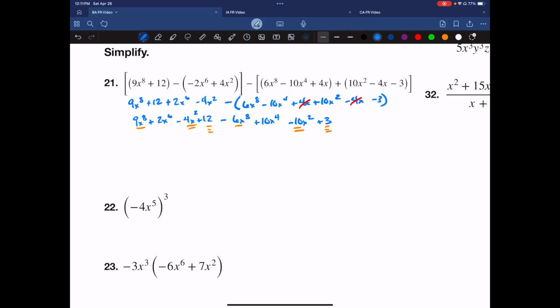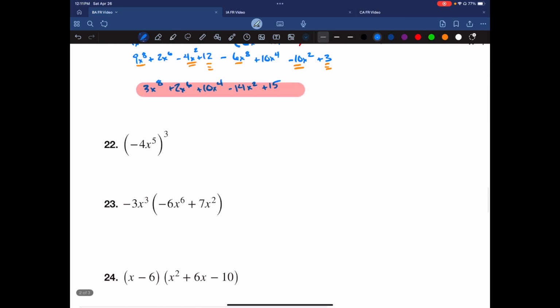Okay, so 9 and 6 is going to be 3x to the 8th. All right, you got 2x to the 6th. You got 10x to the 4th. And then squared, you got negative 4 and negative 10, so it's going to be minus 14x squared. And then here you have 12 plus 3 is 15. Okay, 3x to the 8th plus 2x to the 6th plus 10x to the 4th minus 14x squared plus 15. This is my answer.